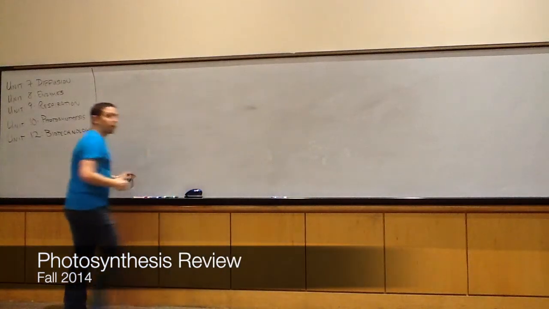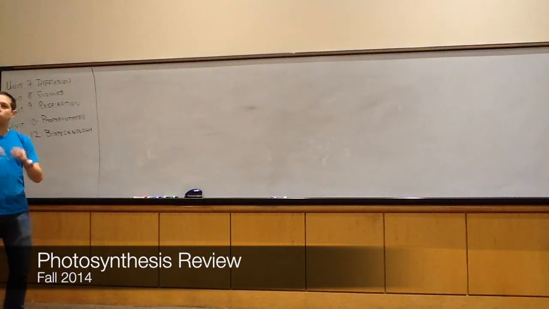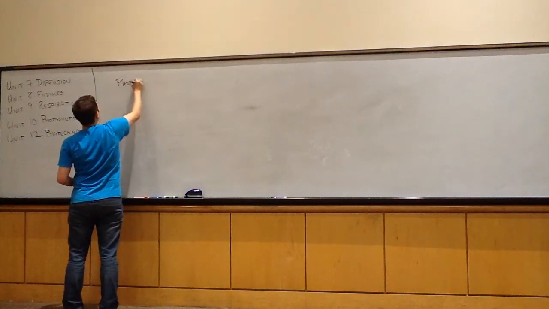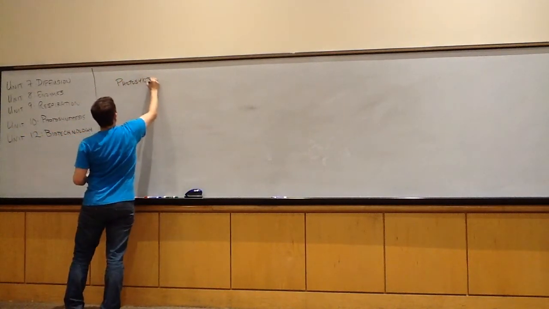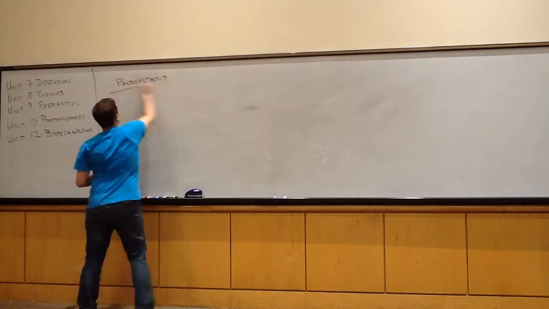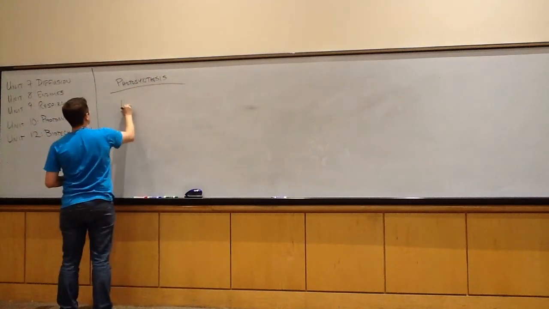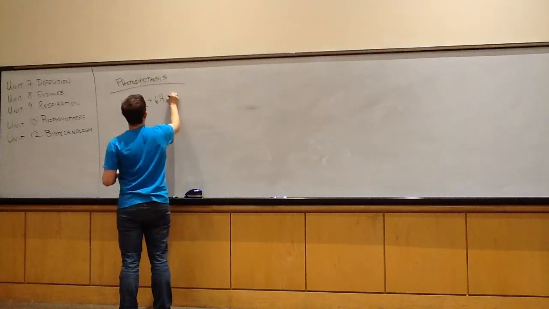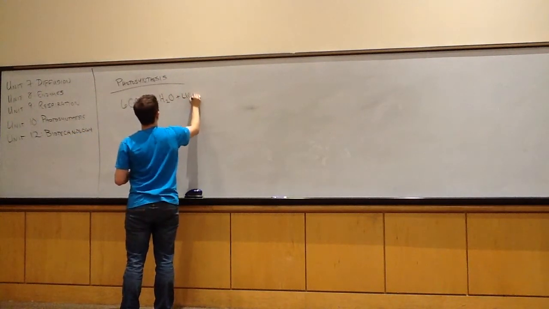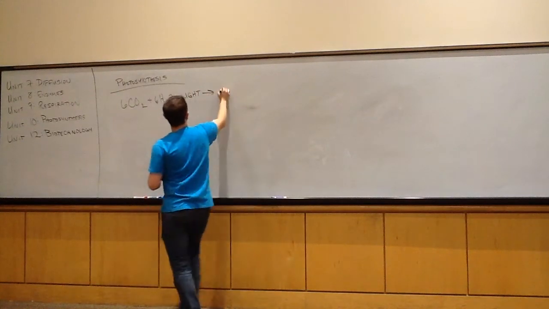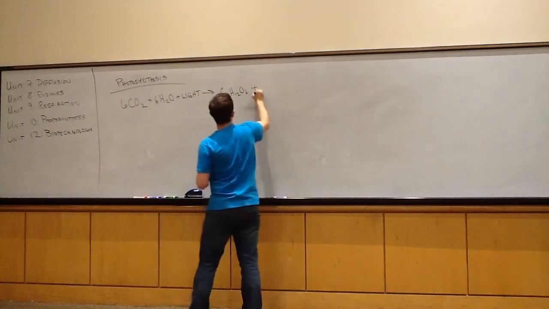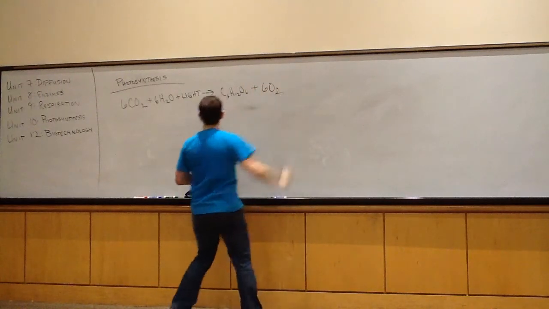Just like with respiration, we have this kind of overarching equation. In photosynthesis, we also have an equation. This equation, of course, is 6CO2 plus 6H2O plus energy in the form of light yields C6H12O6, which is glucose, and molecular oxygen.